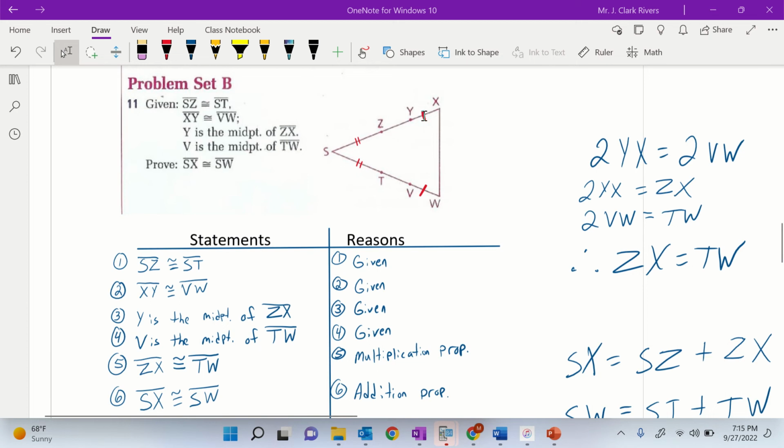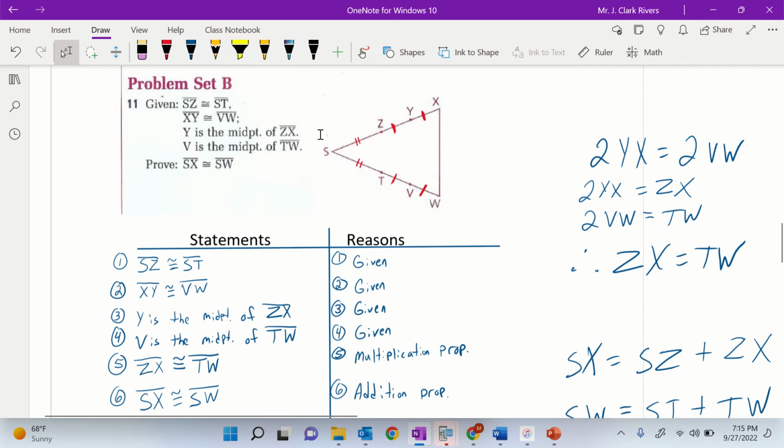Also, XY, which is that segment right there, that little small one, is congruent to VW, that segment right there. We know that Y, which is here, is the midpoint of ZX. So you're probably thinking, I'm not going to mark it up long term, but right there, ZY is congruent to YX. Also, V, which is right here, is the midpoint of TW, meaning TV is also congruent to VW. So all four of these smaller segments are all congruent to each other.